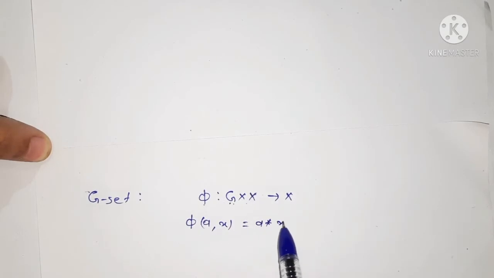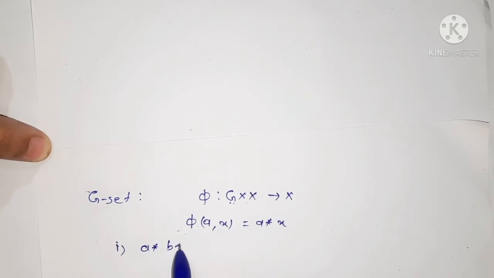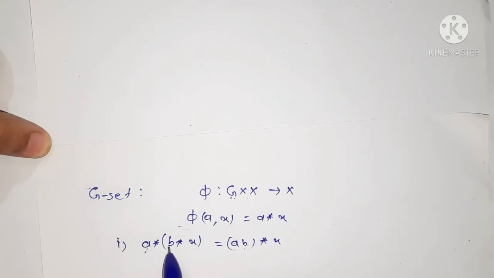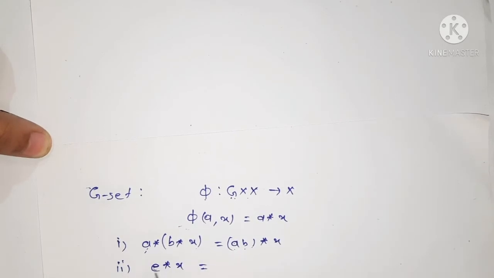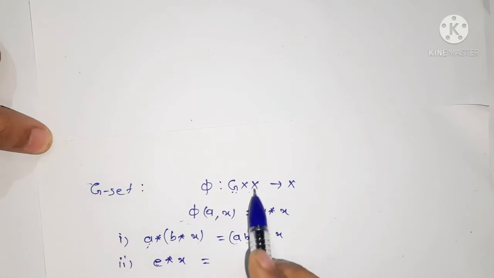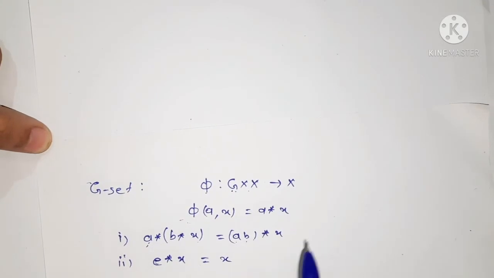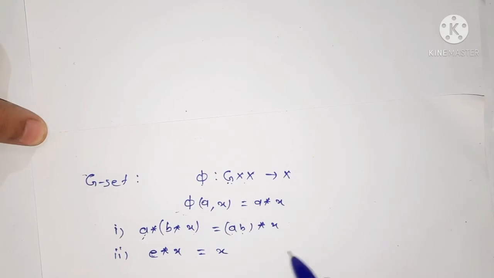If the mapping defined in this way satisfies these two conditions, that is, a star (b star x) equals (ab) star x, where closure is applied on a and b, and the second condition, e star x equals x, that is, when the element e acts on x, an element of capital X, we get the element x. These two conditions must be satisfied for all a, b belonging to G and for all elements in the set X.